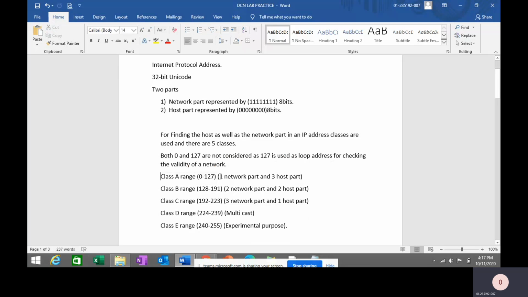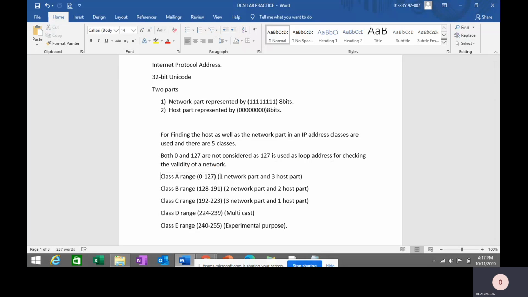So we need to check two conditions for an IP address. First of all, we need to know what class an IP address has. For that, we need to know the ranges of all the classes. Class A is having a range from 0 to 127. Class B is having a range from 128 to 191. Class C is having a range from 192 to 223, whereas Class D is having a range from 224 to 239, and Class E has a range from 240 to 255.